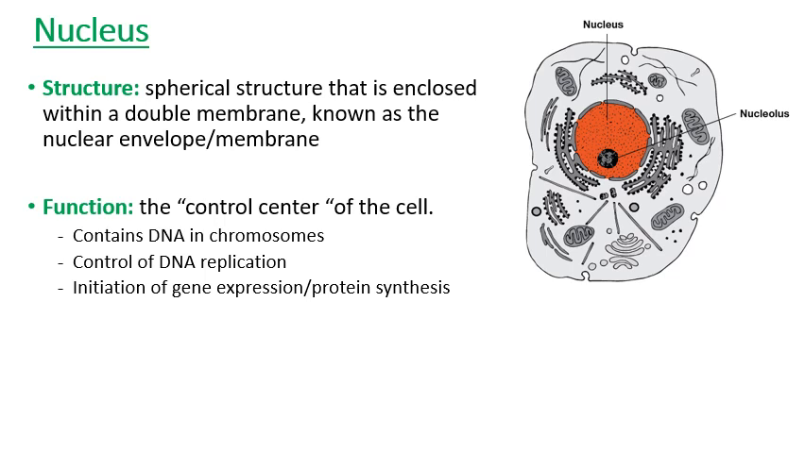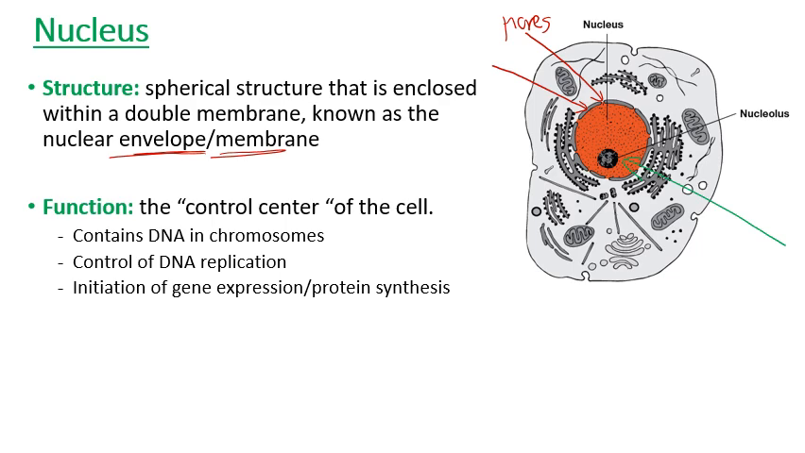The nucleus. The structure of the nucleus, it's the sphere in the middle of the cell. And it's enclosed in a double membrane, and we call that the nuclear envelope or the nuclear membrane. And you can see in the diagram, it's basically two layers of membrane, and it has these little pores, which are holes in the membrane, which controls which substances can go in and out.